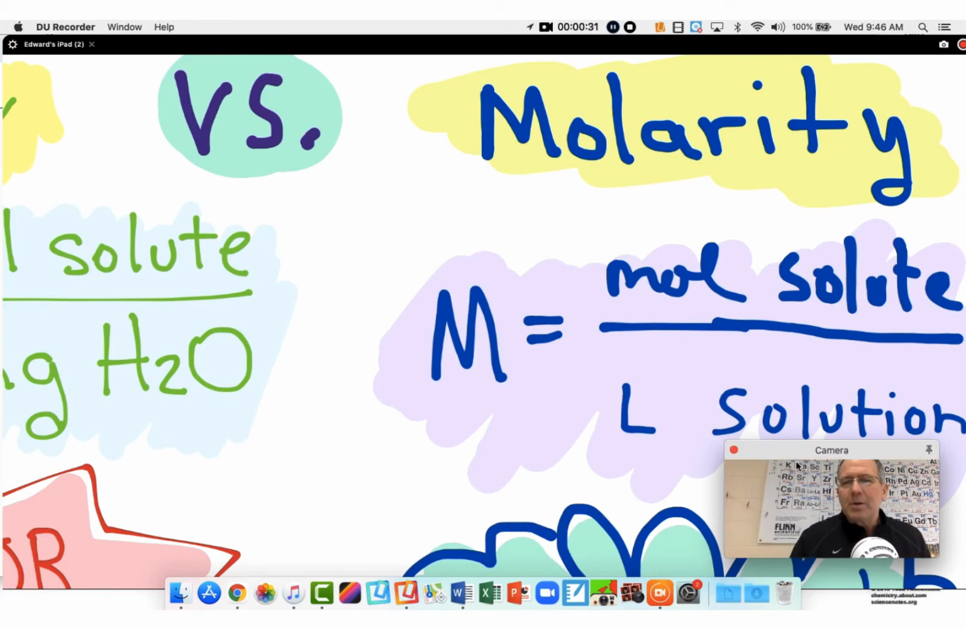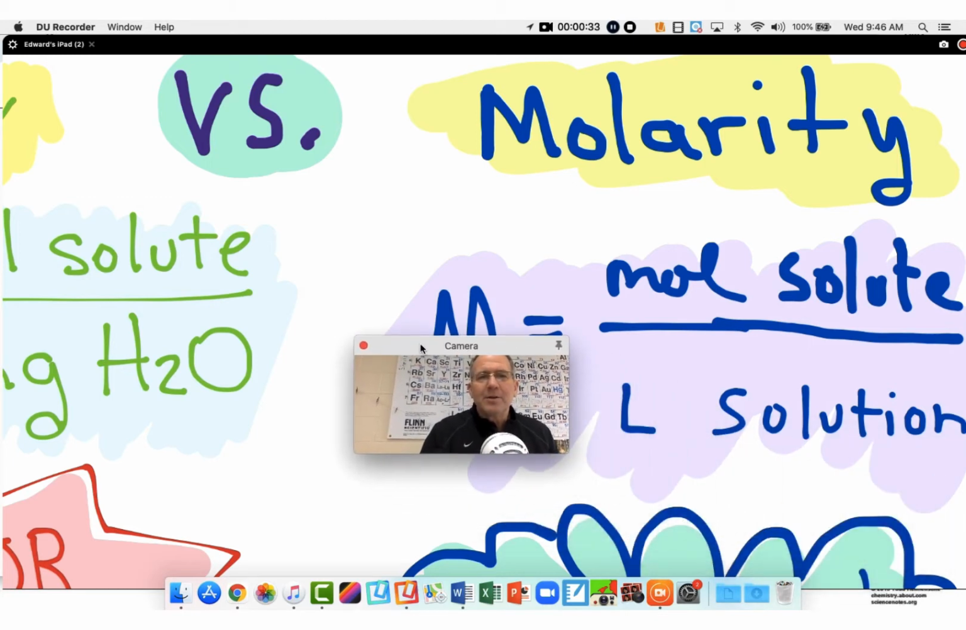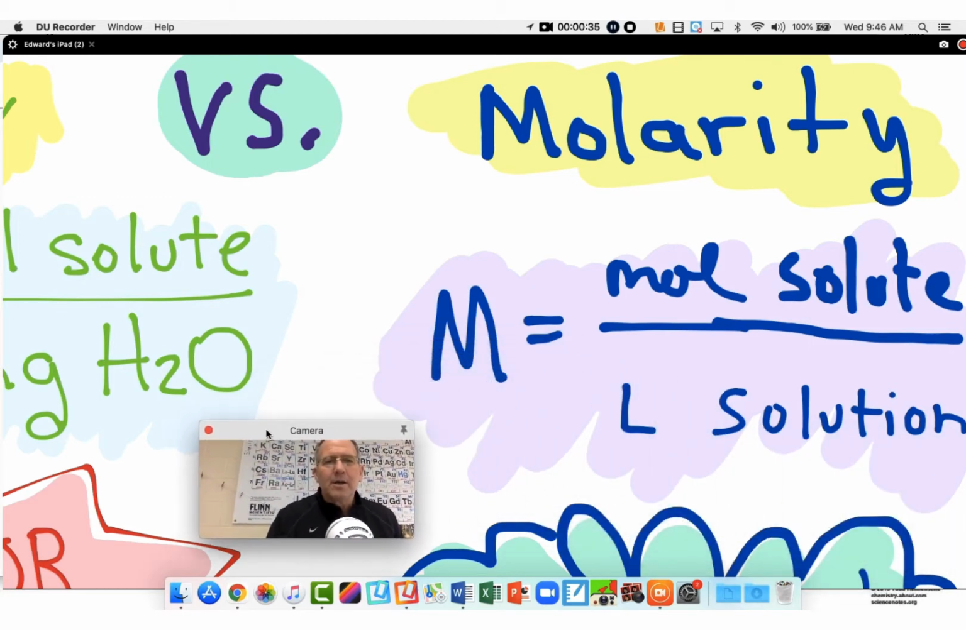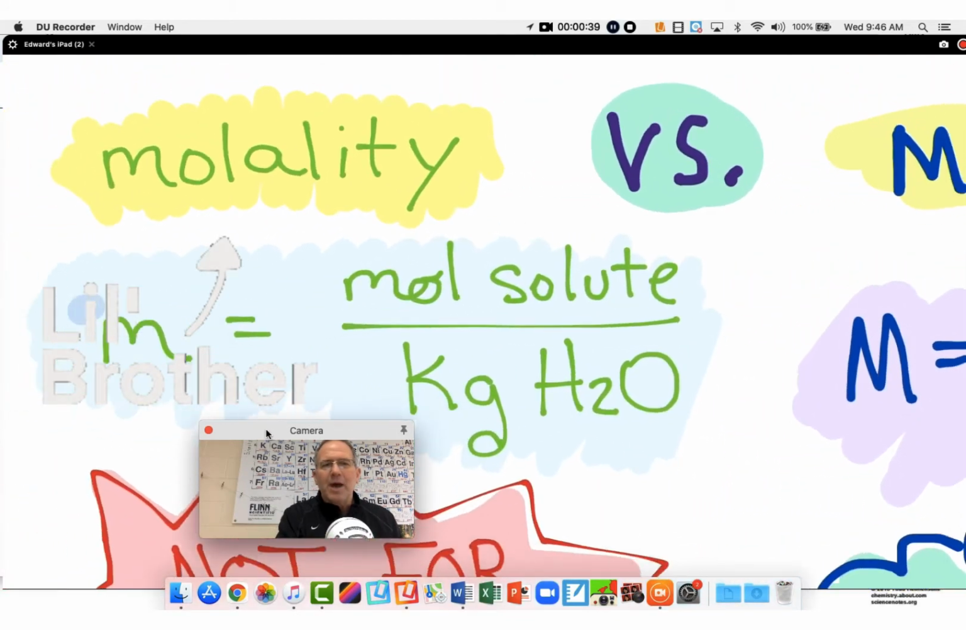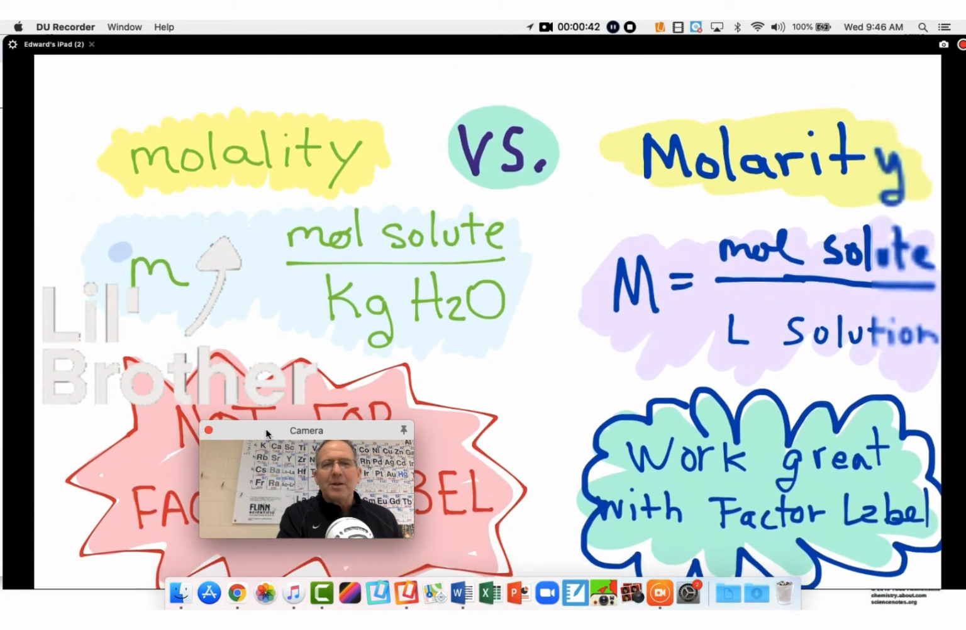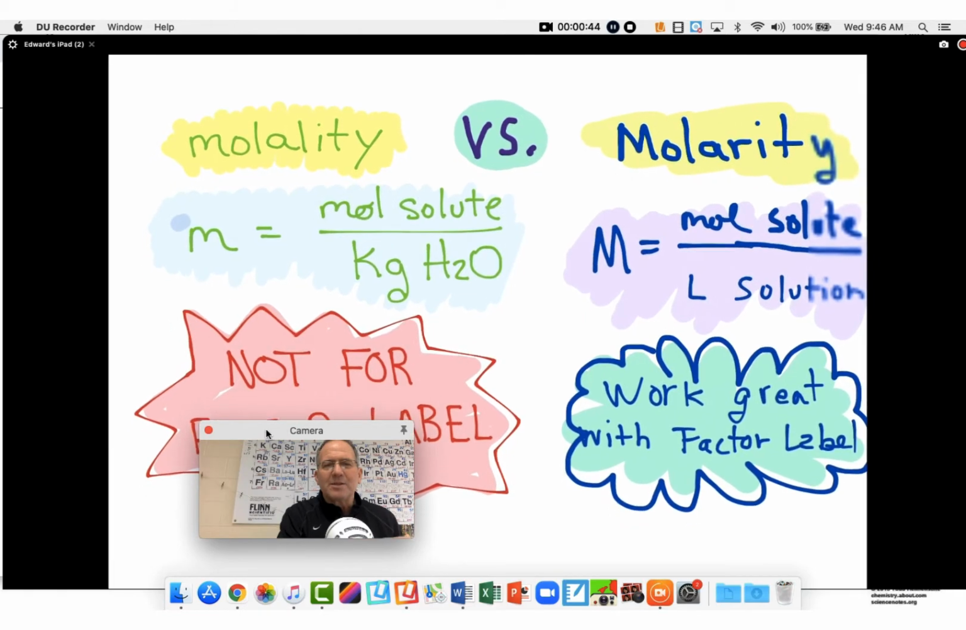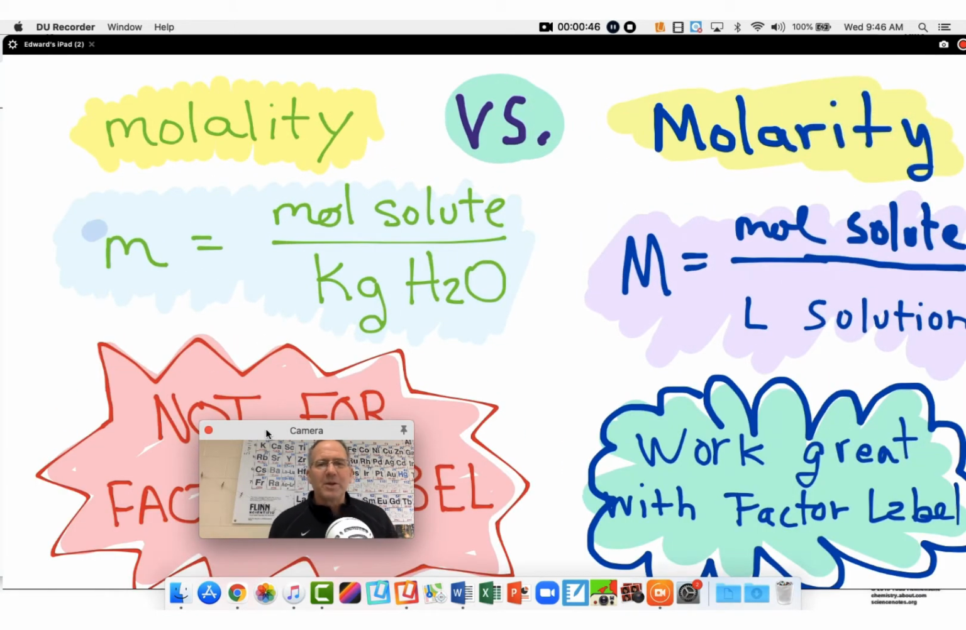And today we're going to talk about molarity's little brother, molality, with the little m, and molarity with the capital M. That's the way we tell them apart when they're written on the paper. So let's look at the equations and compare them.